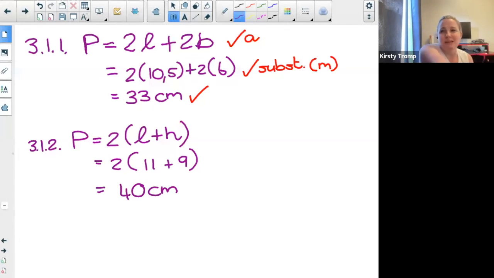Why not centimeters squared? Why is it just centimeters? Why is it not 40 centimeters squared? You can tell me. Why not? Because it is perimeter. Good. We only use centimeters squared when it's area. Well done, guys.